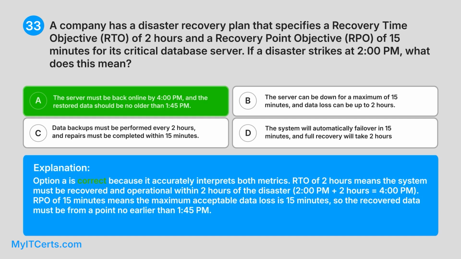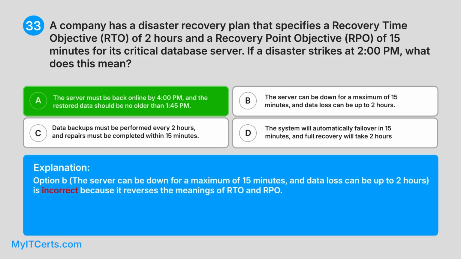Explanation. Option A is correct because it accurately interprets both metrics. RTO of 2 hours means the system must be recovered and operational within 2 hours of the disaster. 2 p.m. plus 2 hours equals 4 p.m. RPO of 15 minutes means the maximum acceptable data loss is 15 minutes, so the recovered data must be from a point no earlier than 1:45 p.m.